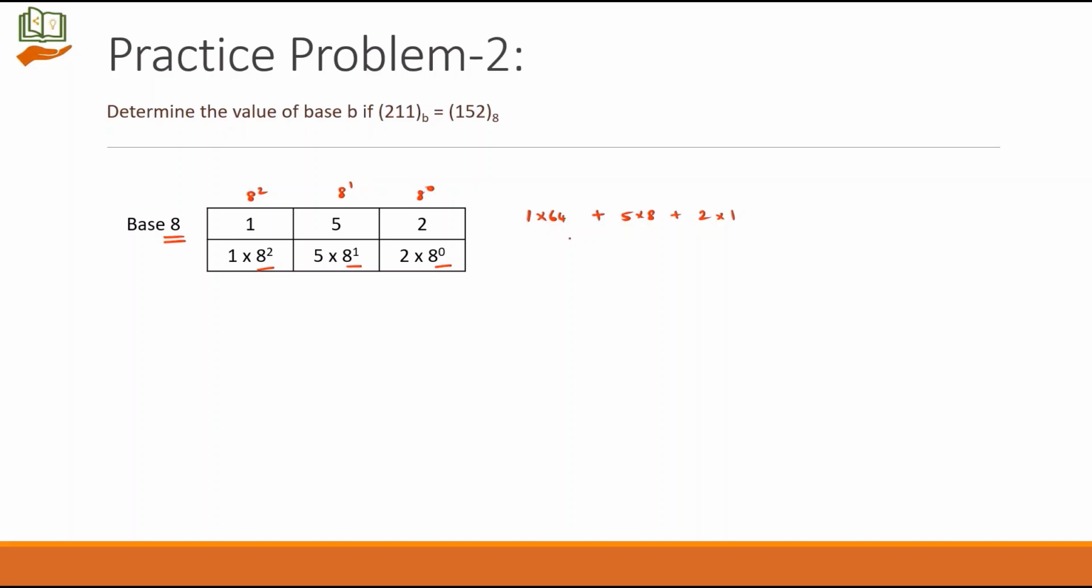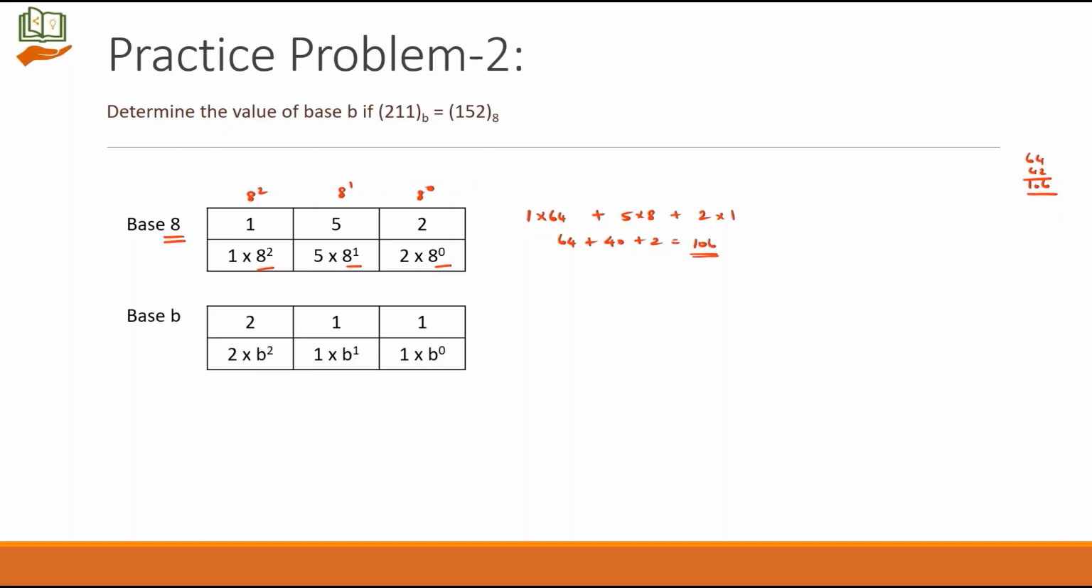1 into 64 is 64, plus 5 into 8 is 40, plus 2 into 1 is 2. 64 plus 42, so this is 64, this is 42. We have 106. Decimal equivalent will be 106. Now we have to interpret using base b. They have not given what number it is, but we have to find it.